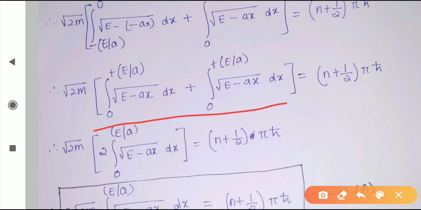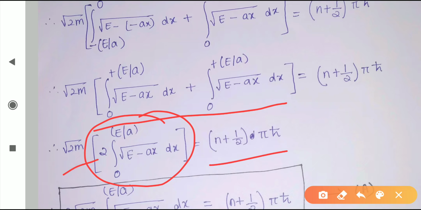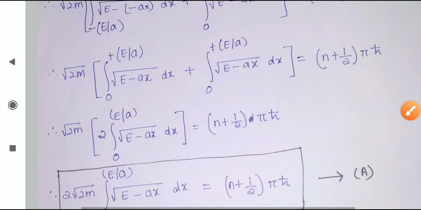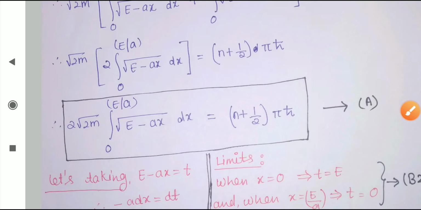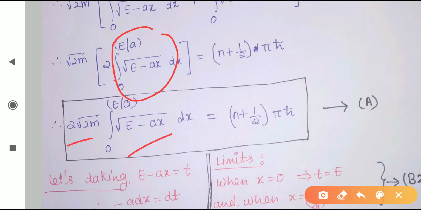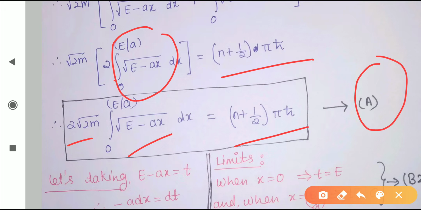So what you will get is 2 times the integration from 0 to e by a of root over e minus ax dx. Okay, this we will get, and all the other terms I will write as it is. So after this, let's take 2 outside, and root over 2m as it is, and this integration term as it is, and the right hand side as it is. Let us give this equation number A, because we have to solve it further.